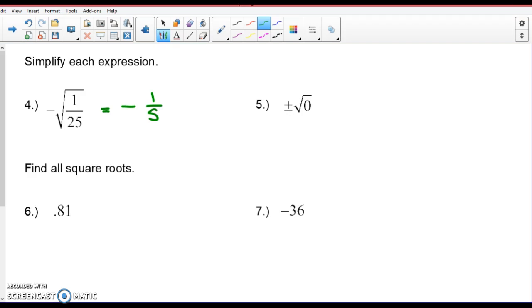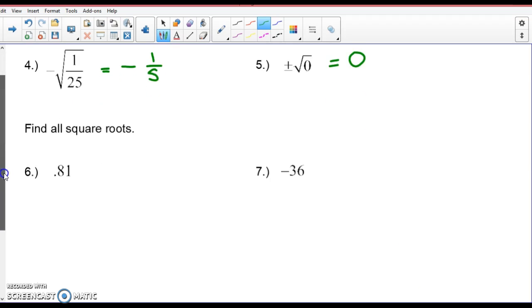Now, this one. Plus and minus root 0. What is the square root of 0? 0. Is 0 positive or negative? No. It's neither. It's neutral. It's just 0.